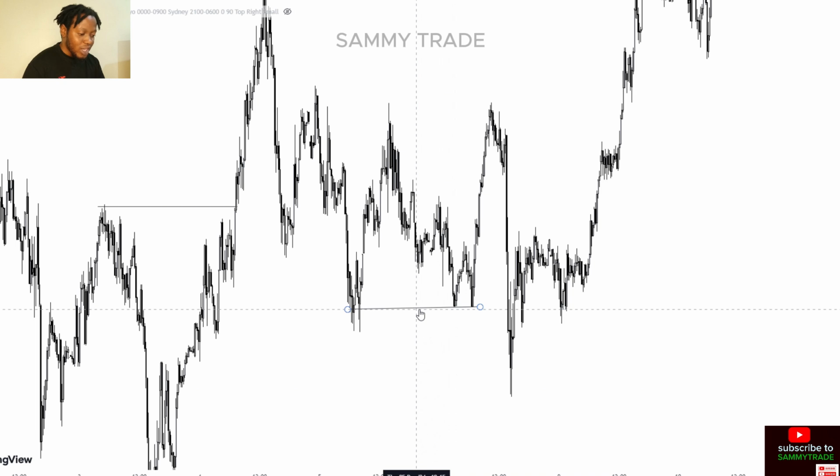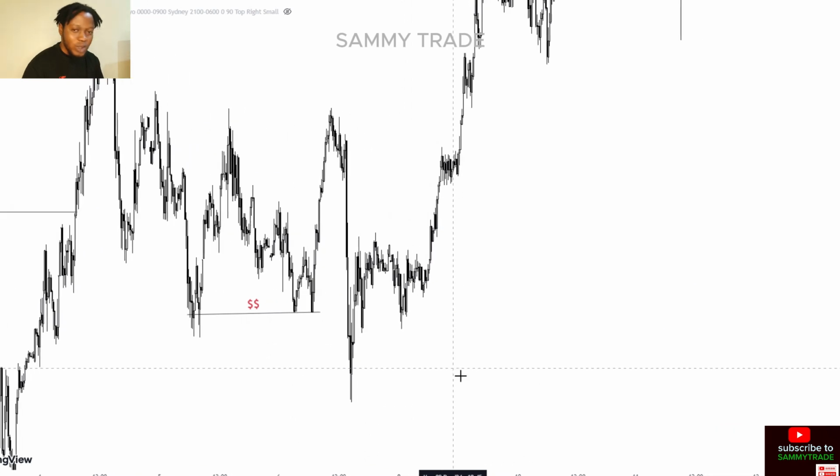This was what I did at this point to help me remember that I'm waiting for liquidity here. I put this dollar sign at this point while waiting for that liquidity sweep carefully.